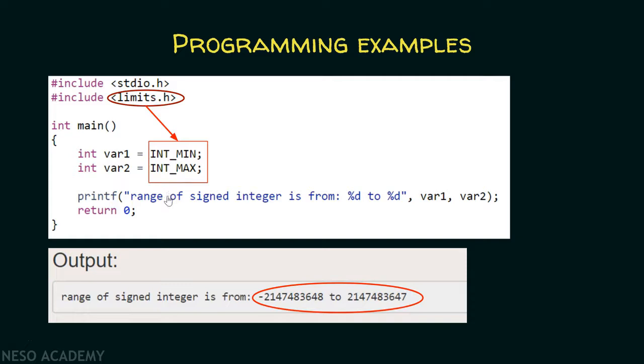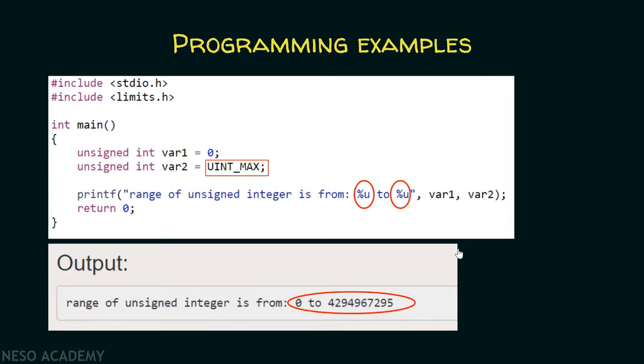Here in this example, we are trying to print the range of signed integer. Writing int or signed int, both are one and the same thing, as I already told you, because by default integer is signed integer in our systems. In my system, the size of integer is 4 bytes, therefore range of signed integer is from -2147483648 to +2147483647.